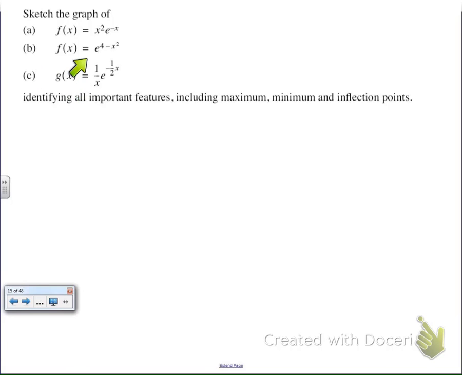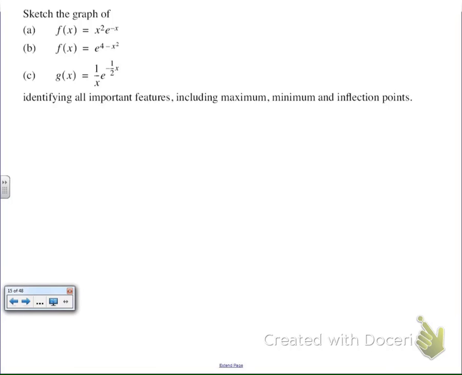So in the first case we're going to examine what happens when you take an x squared function, multiply it by the e to the negative x function, that's exponential decay. What happens when we multiply them together? What's the graph going to look like? And we can do some early analysis, but this video is going to focus specifically on the algebra calculus skills.